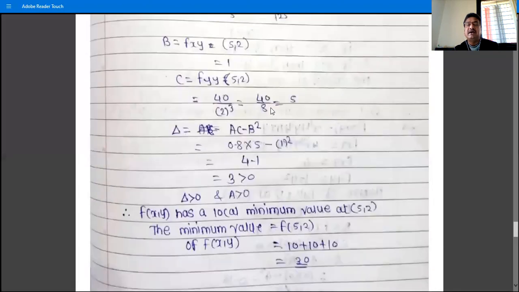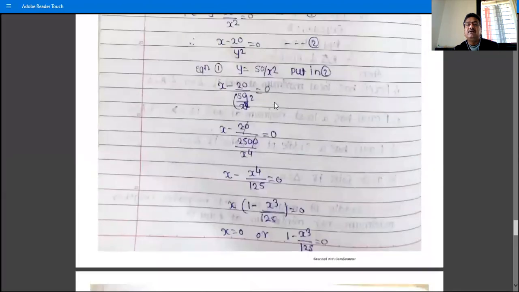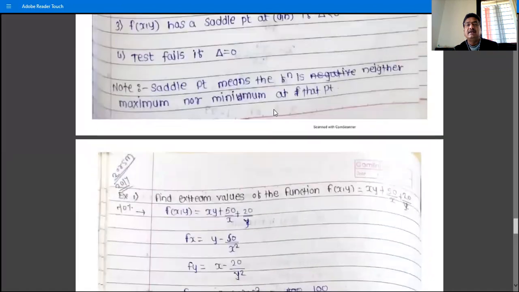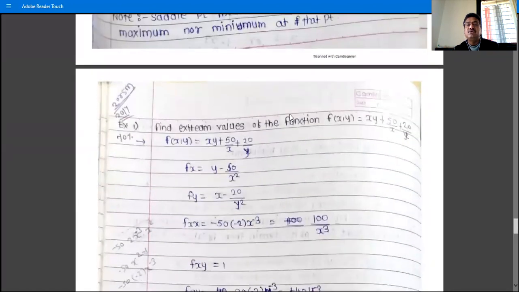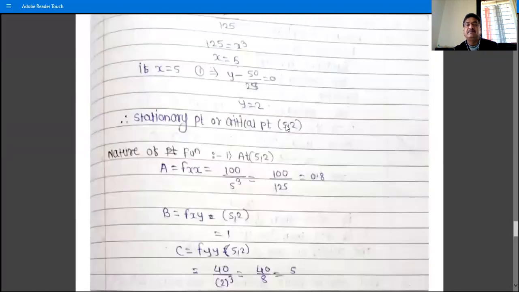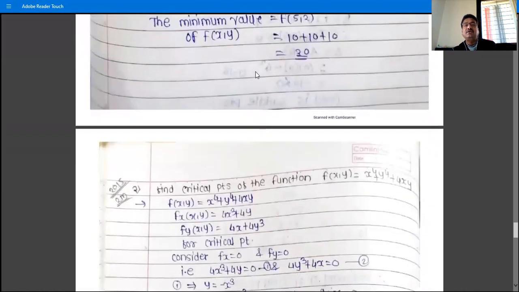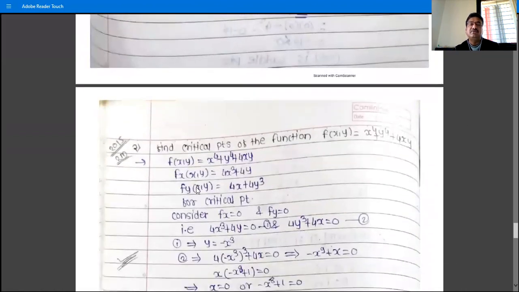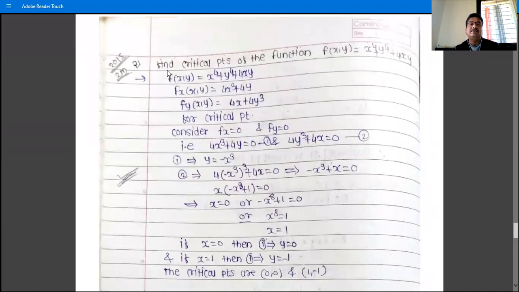So this function has only one extreme value, the minimum value. The function is not maximum anywhere. The function has only a minimum value. The function has no maximum value. The next is: find critical points, that is, find the critical points or stationary points of the function.